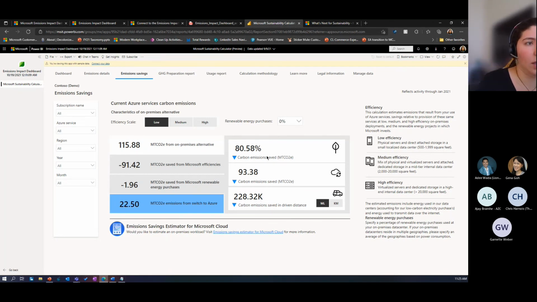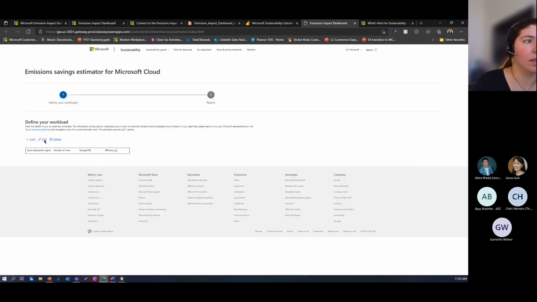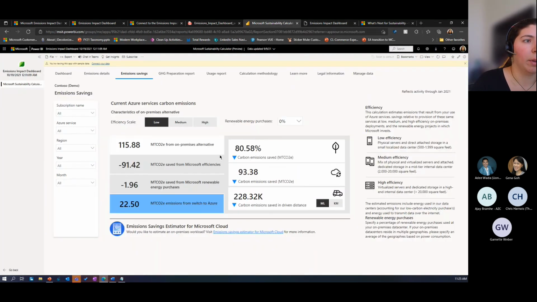This is just a snapshot. There's actually a new estimator on those savings that you can click into, and it would just be a little more specific, and you will give more details about your particular data center. But we're not going to do that right now.